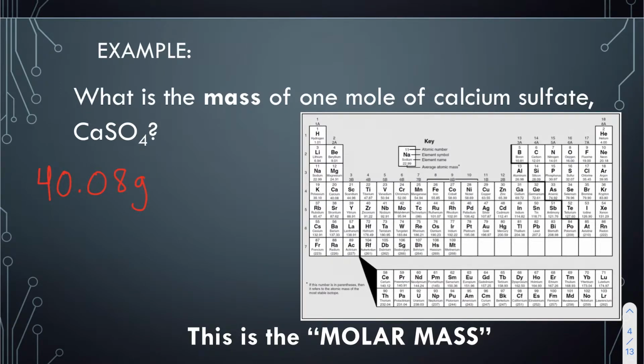Sulfur has a molar mass of 32.07. Again, grams per mole. And finally, oxygen has a molar mass of 16 grams per mole. But we don't have just one oxygen atom. We have 4 oxygen atoms. So we need to multiply this number times 4.